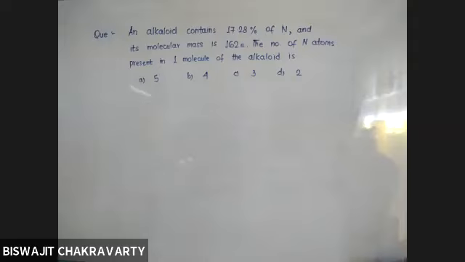If the whole alkaloid has a mass of 162 units, can you tell me what will be the mass of nitrogen present in 162 units of the alkaloid? Anyone? Sir, will it be 162 into 17.28%? Of course. 17.28% of 162 will be the mass of nitrogen, isn't it?